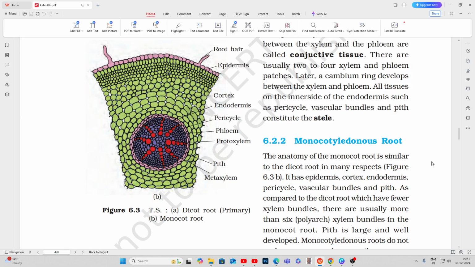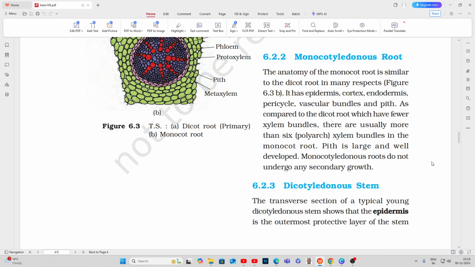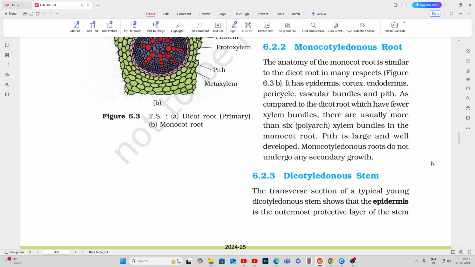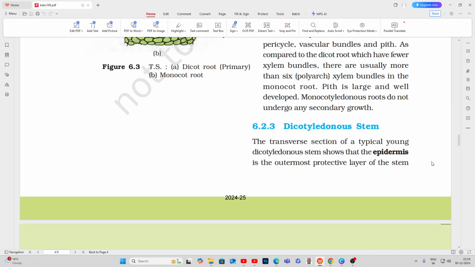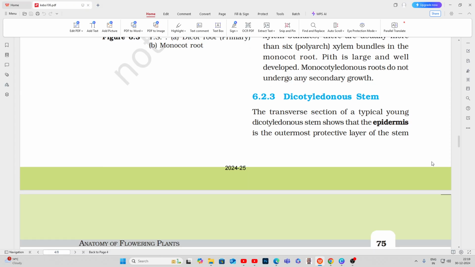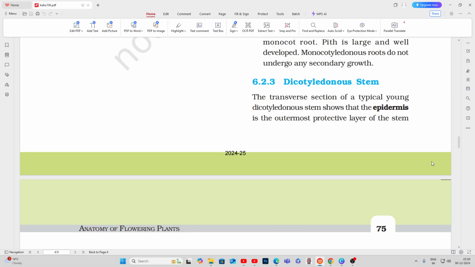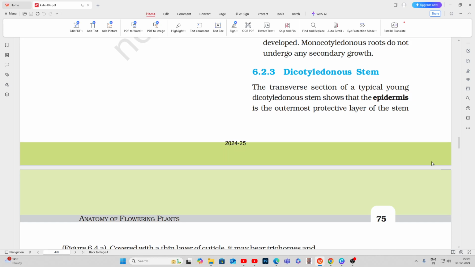It has epidermis, cortex, endodermis, pericycle, vascular bundles, and pith. As compared to the dicot root, which have fewer xylem bundles, there are usually more than 6 polyarch xylem bundles in the monocot root. Pith is large and well developed. Monocotyledonous roots do not undergo any secondary growth.